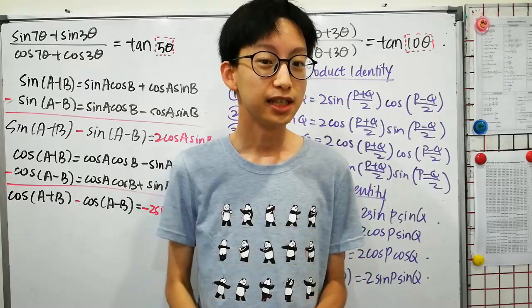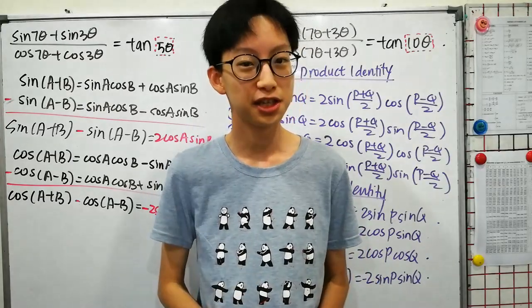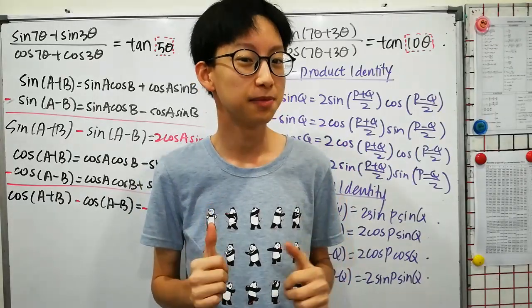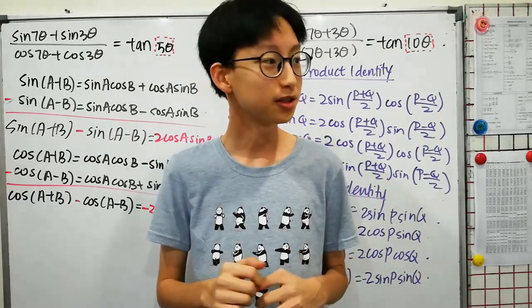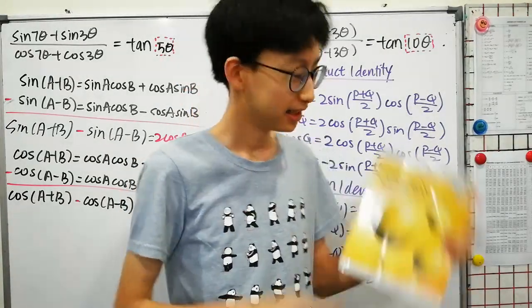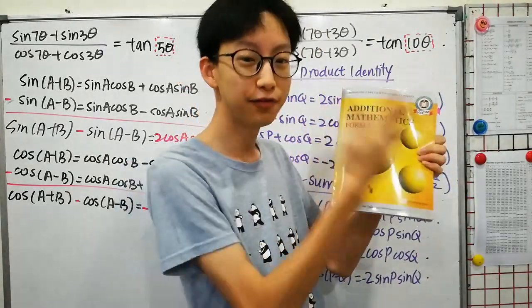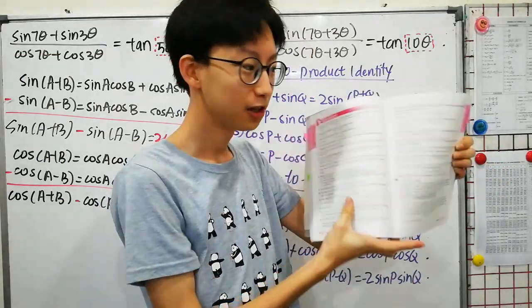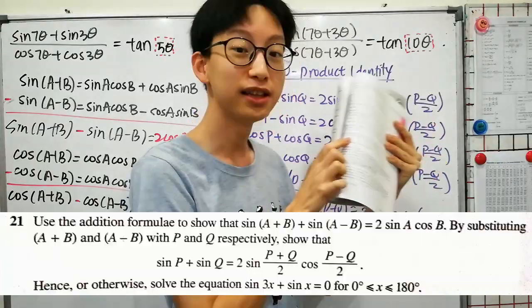Moral of the story. If you are Form 5 right now, congratulations. This is supposed to be in the pre-U syllabus. But who knows, this may come out in next year's SPM. I am not kidding. This is your Form 5 textbook, yellow version, not this one. You open to page 145. Look at question number 21.